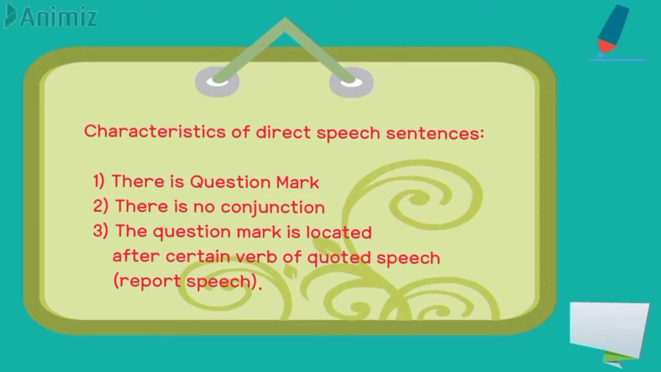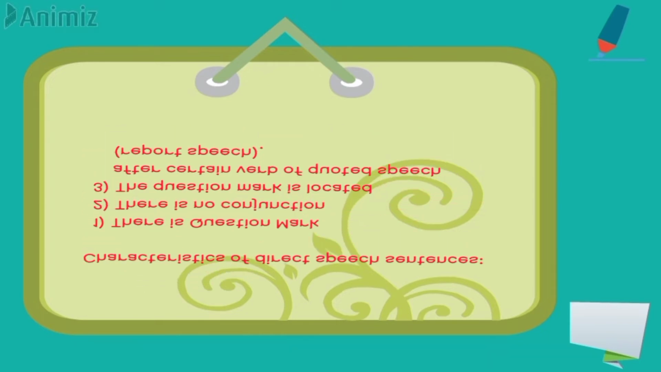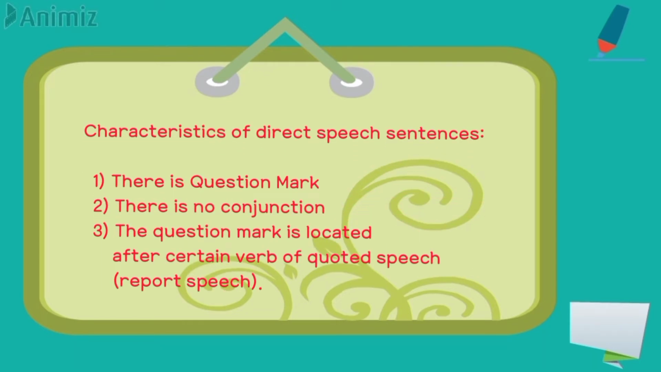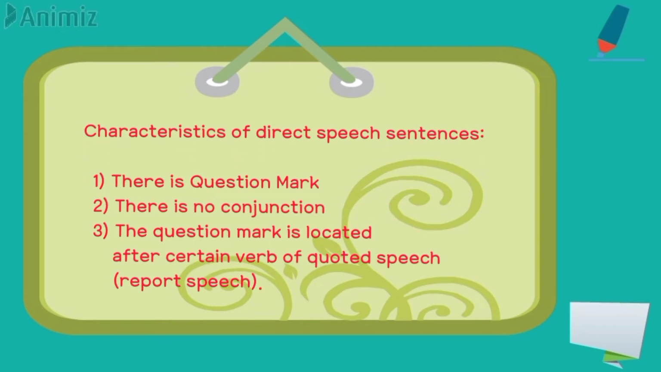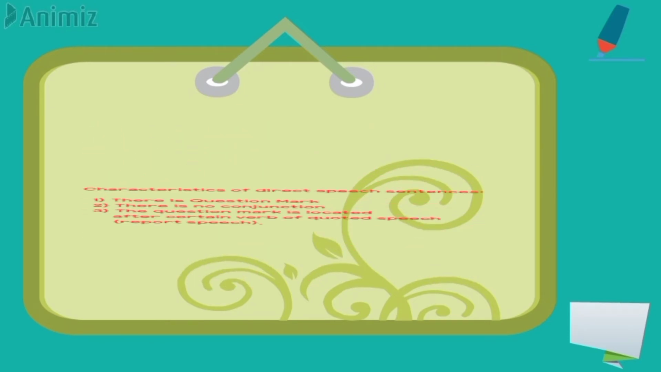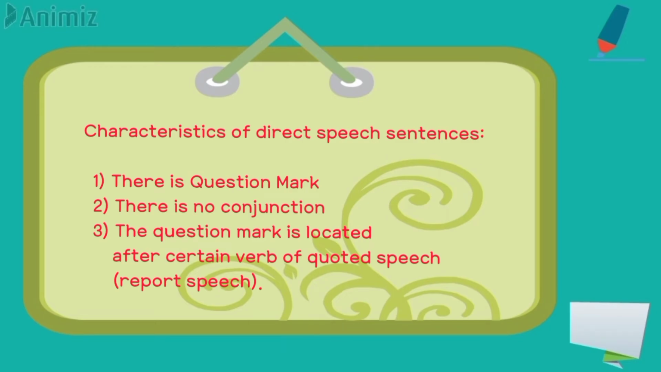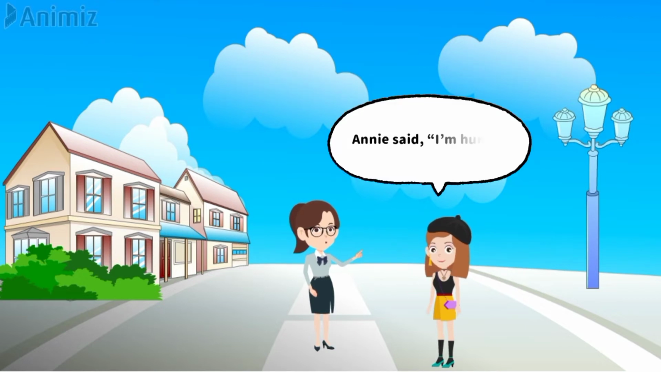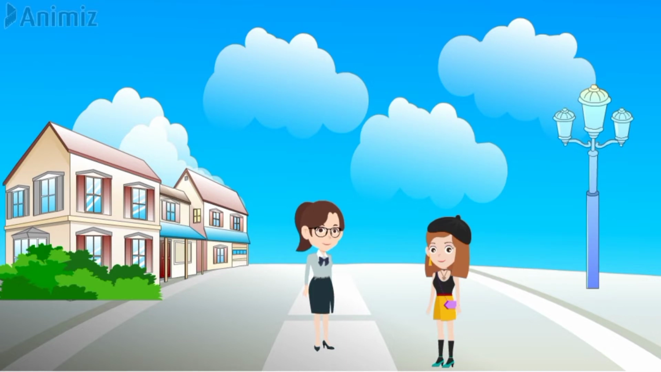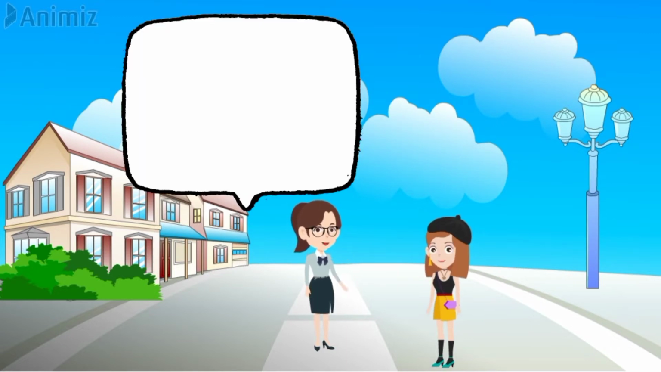The first, there is a quotation mark, and the second, in general, there is no conjunction. And the third, the quotation mark is located after a certain verb of quoted speech. For example, I will give you an example. Annie said, "I'm hungry." There is direct speech.